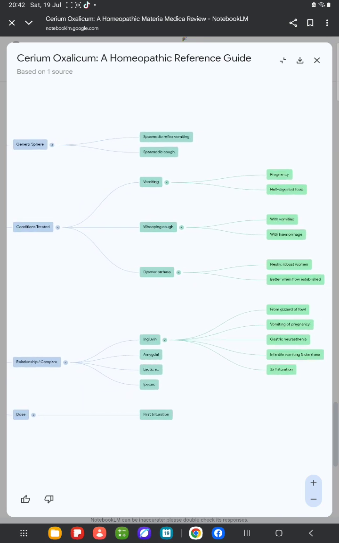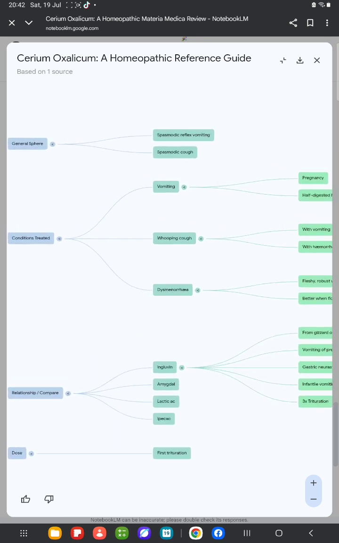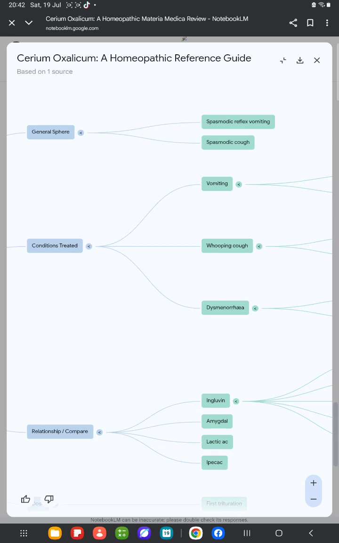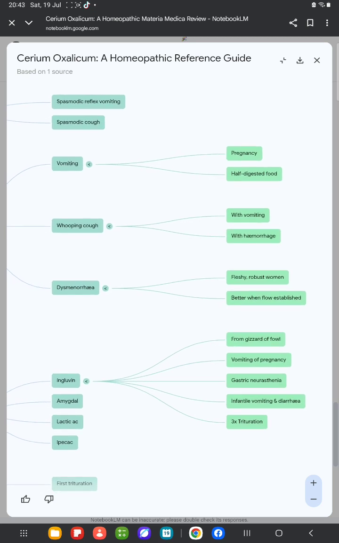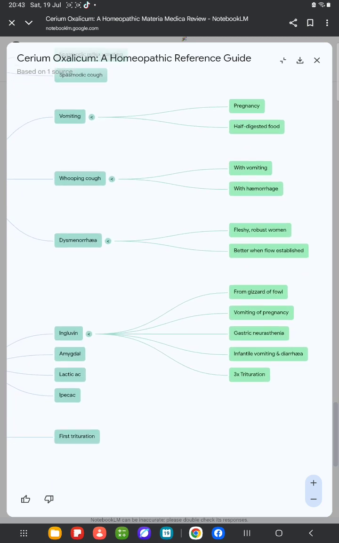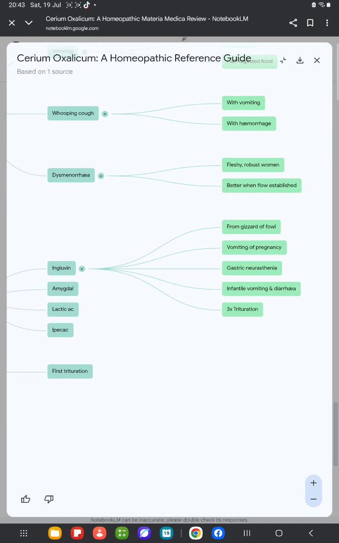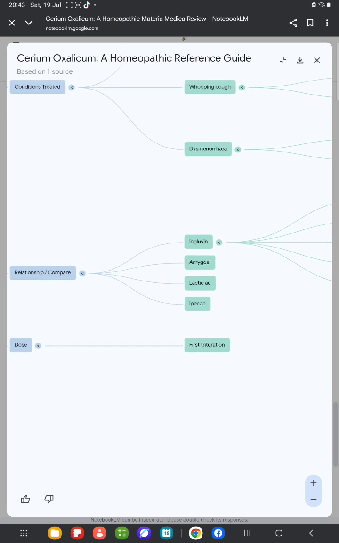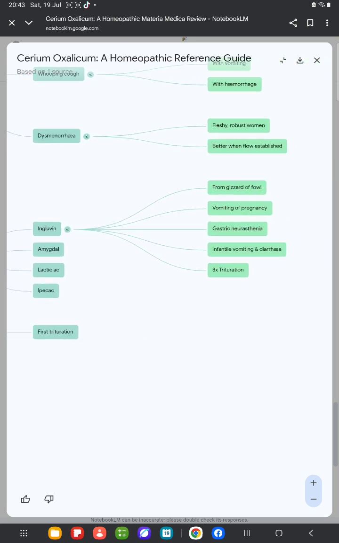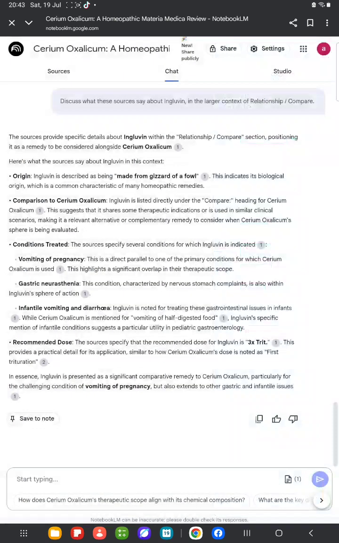Okay, so if we pull all this together, what does Cerium oxalicum, as described here, really tell us about homeopathic practice back then? Well, I think Cerium oxalicum, with its really precise notes about spasmodic reflex vomiting and these quite severe conditions like whooping cough with hemorrhage, it perfectly illustrates that core homeopathic idea of similia similibus curantur. Like cures like. Exactly. It wasn't just about treating a symptom like vomiting, but the very specific quality and manifestation of that symptom, the spasmodic nature, the triggers, the accompanying factors.